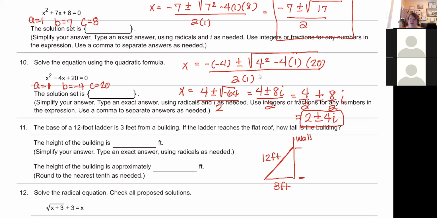And the Pythagorean theorem says that the sum of the squares of the two legs of a right triangle is equal to the hypotenuse squared. So the 3 squared plus the, well, I don't know what that is. I don't know how high up the wall this goes, because that's what I'm looking for. X squared is equal to 12 squared. That's what the Pythagorean theorem says.